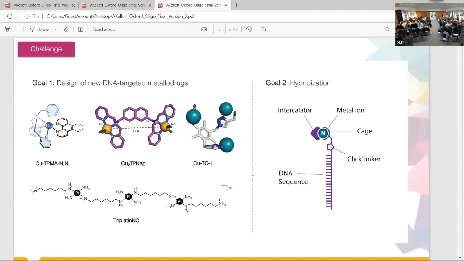And the second goal then is to take these DNA-targeted metallodrugs and to hybridize or clip these to a DNA sequence. And the advantage of this approach means that we can direct DNA damage or specific interactions to a predefined sequence. And the key advantage here in terms of this technology is to use click chemistry.